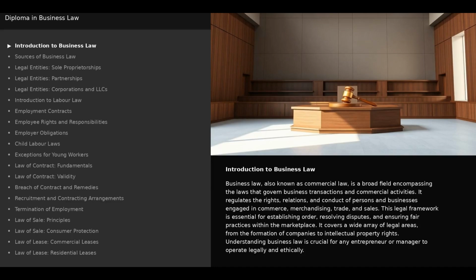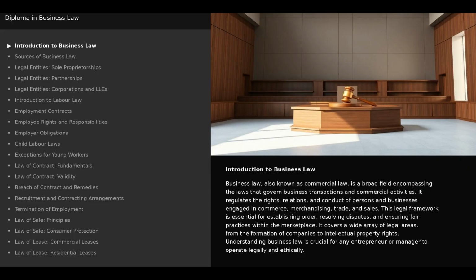Introduction to business law. Business law, also known as commercial law, is a broad field encompassing the laws that govern business transactions and commercial activities. It regulates the rights, relations, and conduct of persons and businesses engaged in commerce, merchandising, trade, and sales. This legal framework is essential for establishing order, resolving disputes, and ensuring fair practices within the marketplace.